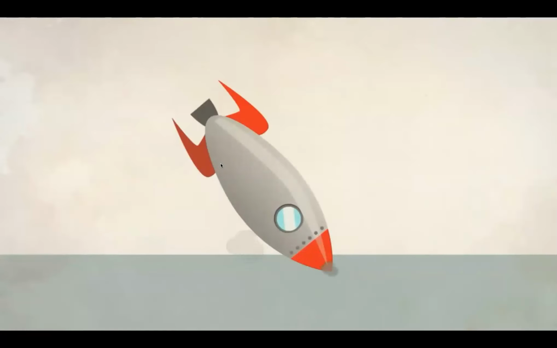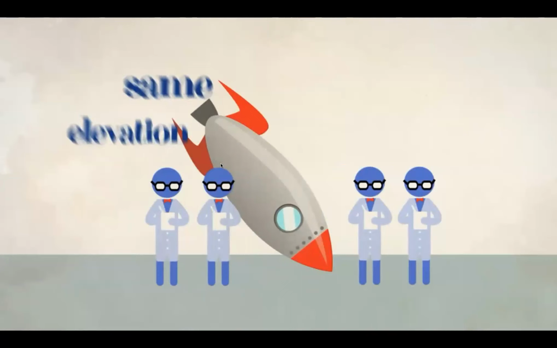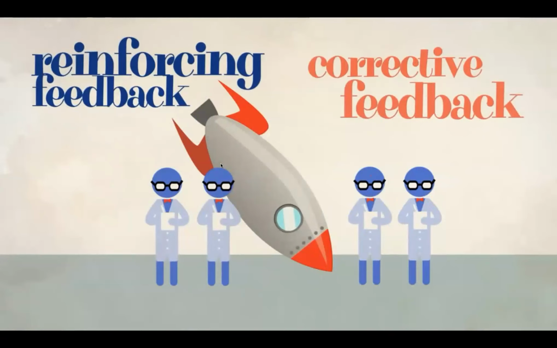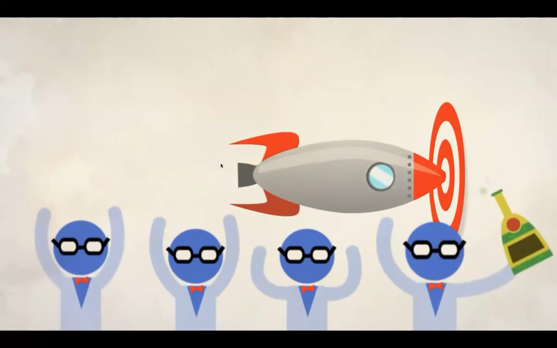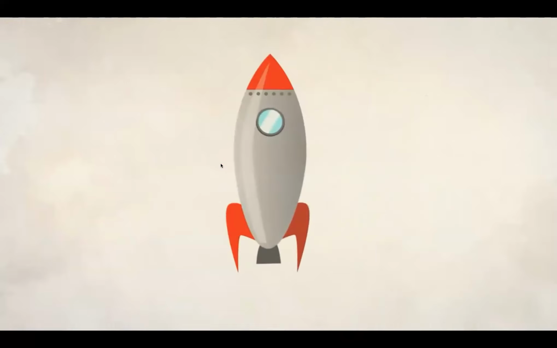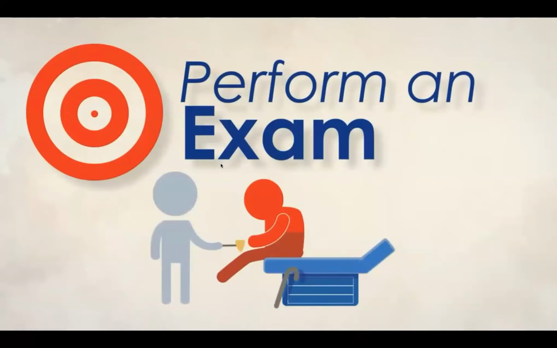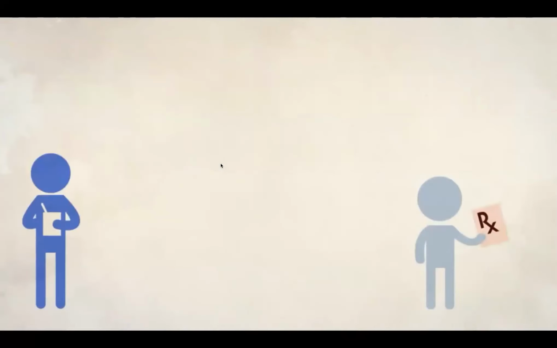Oh, Houston, we have a problem. So what do we tell Mission Control? Well, we want the rocket to stay at the same elevation and travel farther. So in other words, we want to reinforce some behaviors and correct others. Let's blast off again. Bullseye. Now, we don't have rockets. We have learners, and we want them to hit a whole bunch of targets. We need to watch them and make note of what needs correction and what needs reinforcement.